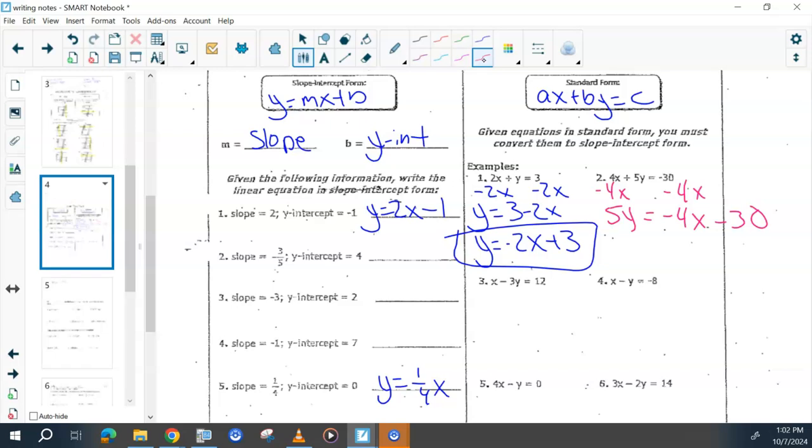Then how would we get y by itself? Divide everything by 5, so that everything simplifies. Or some of it simplifies. So this becomes just y. This just stays the fraction. And this would become negative 6. So that is our equation in y equals mx plus b. We're converting it from this to this.